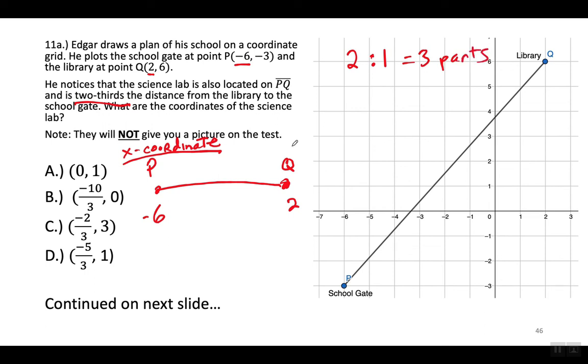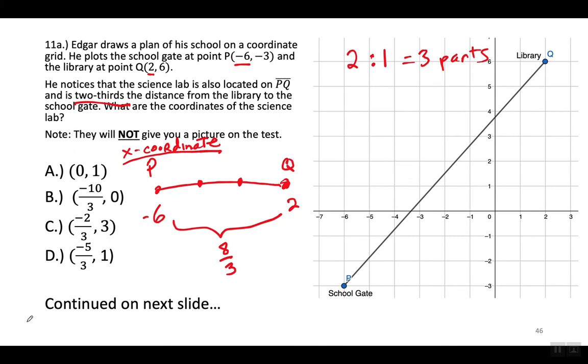Okay, necesitamos 3 partes. So this is going from -6 to +2. That's a distance of 8. Una distancia de 8. And I need 3 parts. So I got to divide 8 by 3 and I'm stuck with a fraction again. Tengo que dividir 8 por 3 y eso me deja con una fracción otra vez.